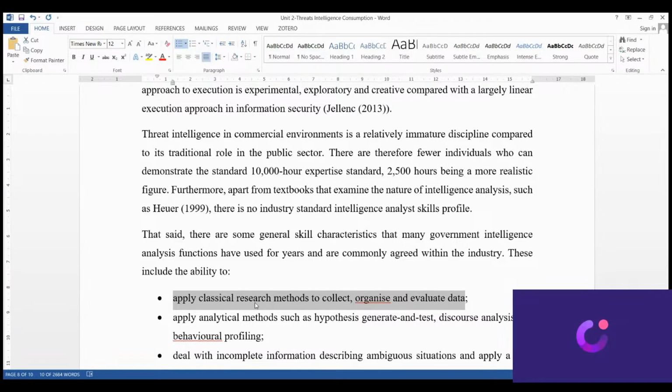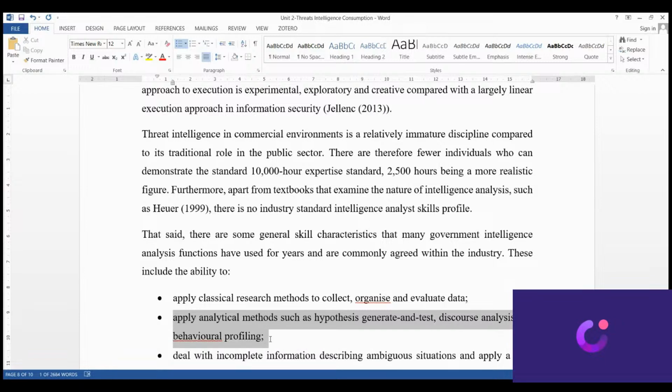Okay, you do the evaluation. Then you need to apply analytical methods such as hypothesis generation and testing, discourse analysis, and behavioral profiling. So you apply that aspect of hypothesis testing. You test the hypothesis, meaning these are just assumptions which you have to test at the end of your studies.